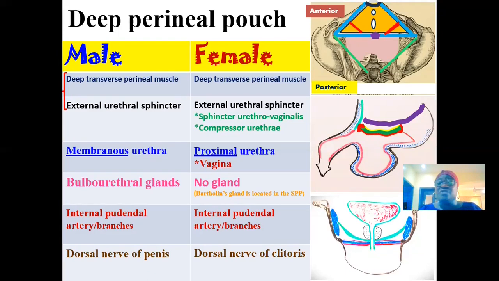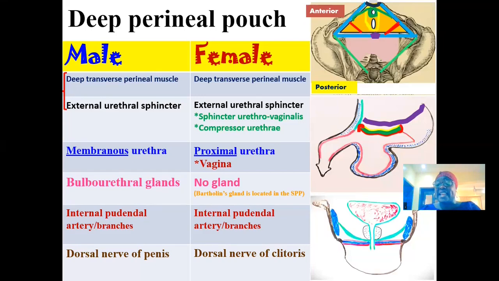The second muscle that also forms a structural component of the deep perineal pouch is the external urethral sphincter, and this is what is highlighted here in green. We said that the external urethral sphincter is seen in both the male and the female. Then for the female, we have distinct muscular components, and this includes the sphincter urethrovaginalis, which is highlighted here in yellow.